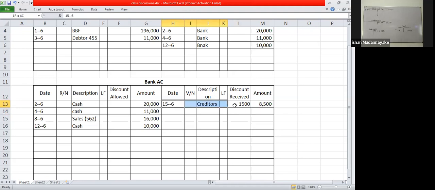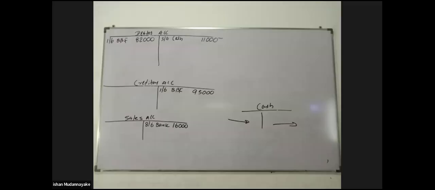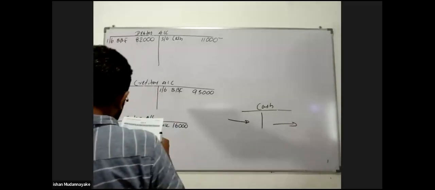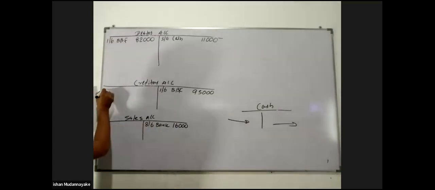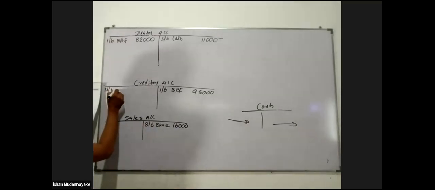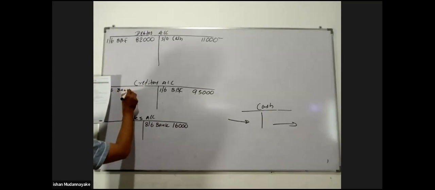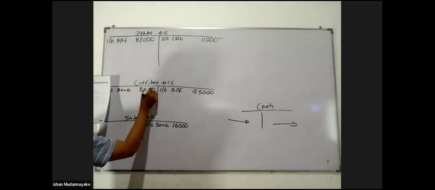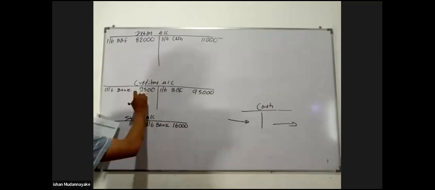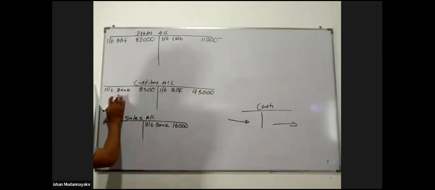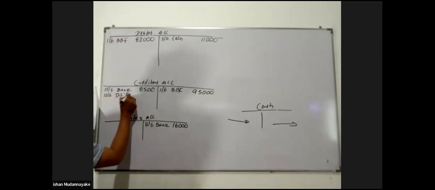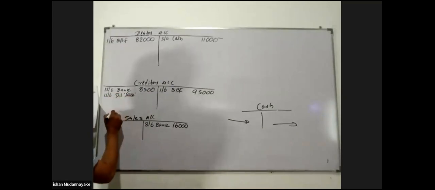Right. Then bank account credit. Now we will record in the creditor account. Go to the creditor account. Creditor account debit. Here, on 15 June, bank 8,500. Bank credit, creditor account debit. And then the discount received amount on 15 June, discount received 1,500.